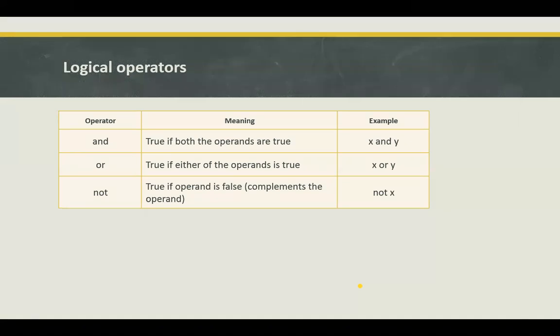In and, true and false, the output would be false because both the operands are not the same. And not means simply the opposite. If true is there, false would be there, right? So not x.